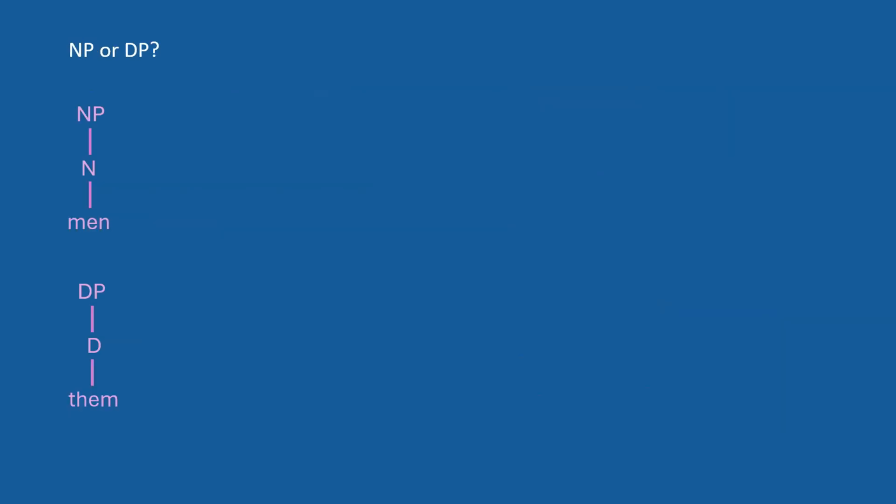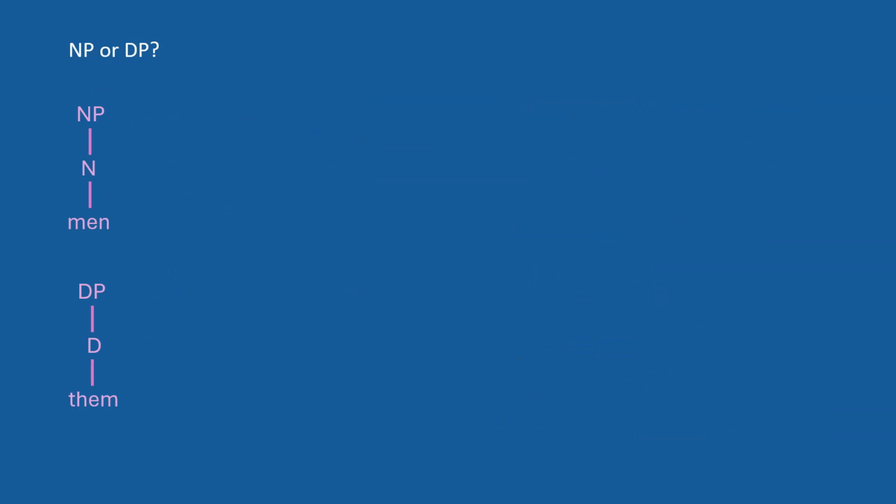If we have a pronoun and it's a determiner and it's the only word in the phrase, it seems to be heading a determiner phrase. Whereas if we have a single noun, like a plural noun, men, being a noun, it heads the phrase and it heads a noun phrase.